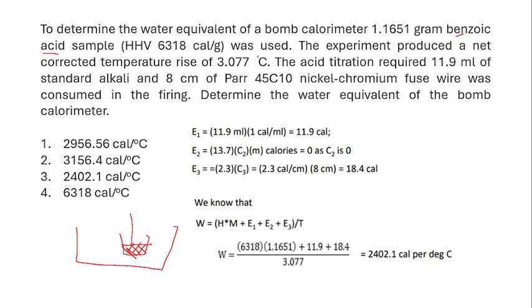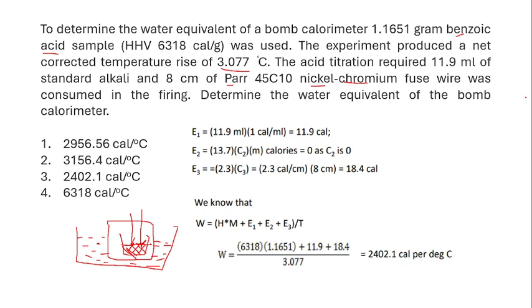So what happens here is always these samples are connected to the instrument through the ignition wire. So the ignition wire used here is the Parr nickel chromium fuse wire. Okay, and the length of this wire ignited during the firing of the sample is 8 centimeter. So surrounding this sample, outside the bomb, water will be there. So what happens? The heat energy liberated from the sample will be taken up by this water. So there will be a rise in the temperature of the water. So this temperature rise is given as 3.077 degrees Celsius.